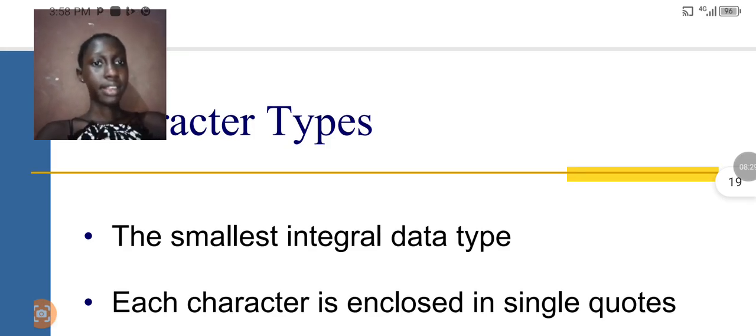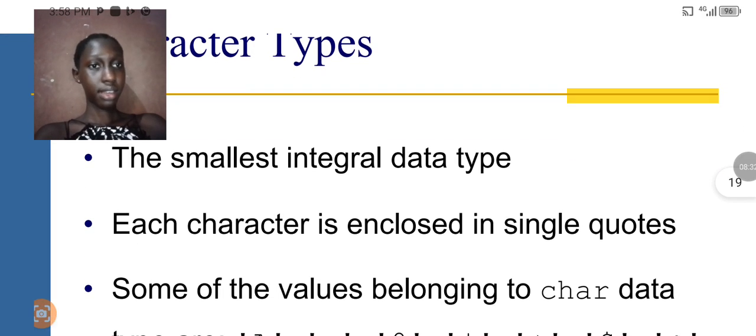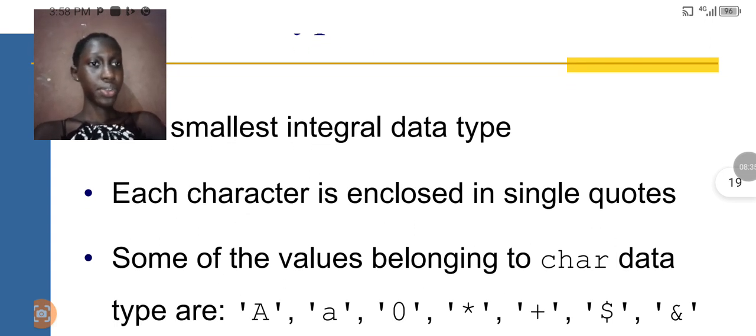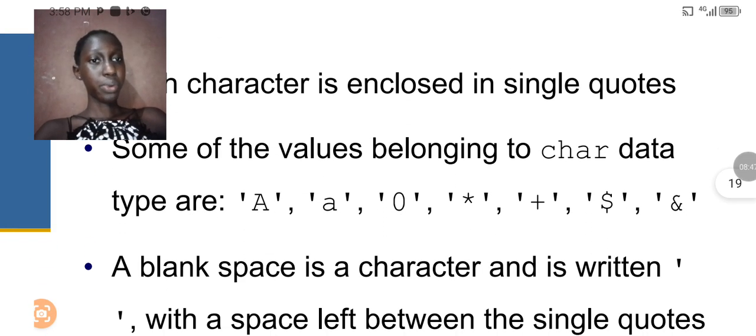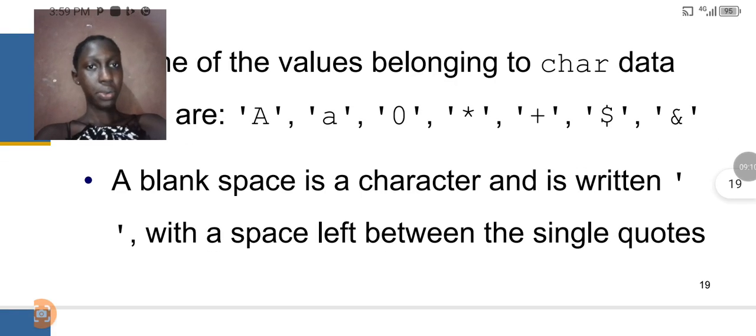The character data type is the smallest integral data type. Each character is enclosed in single quotes. Take note of this. Each character is enclosed in single quotes. When you want to program a character data type using C++, you don't use the full word character, but you shorten it to char. Some of the values belonging to the char data type are A, 0, and all of these. But as you see, they are in single quotes. Without a single quote, you might get an error.